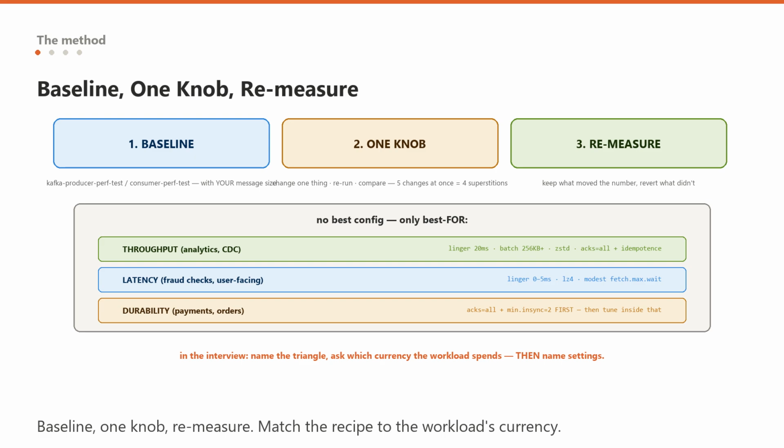In an interview, this triangle is the answer that lands. Name the 3 currencies, ask which one the workload spends, and only then name settings. Anyone can recite linger and batch size. Framing tuning as a deliberate trade, that is what reads as experience.